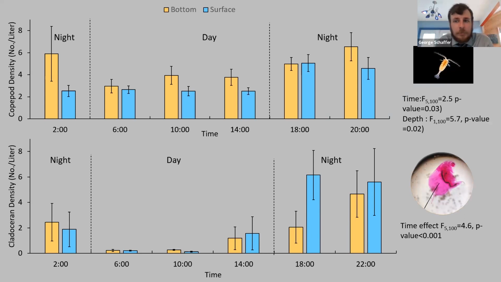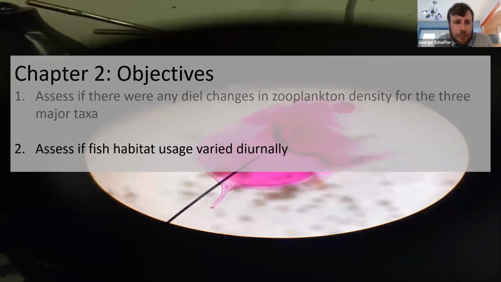With the same color scheme as the copepod graph above, what we saw was that cladoceran densities were higher at night than they were during the day. So then moving to our second objective in our chapter, to assess if fish habitat usage varied diurnally.